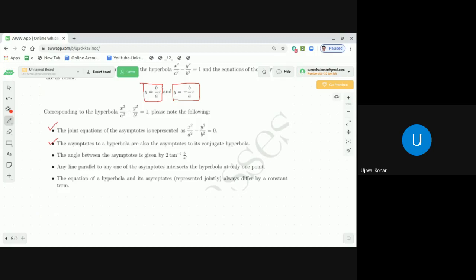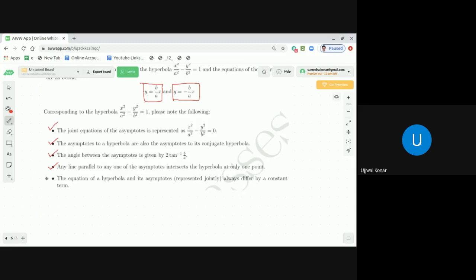Now that conjugate hyperbola is also a hyperbola, so it also has two asymptotes, and those two asymptotes are the same as the asymptotes of the original hyperbola. The angle between the asymptotes is given as 2 tan inverse b by a. That is the angle between the asymptotes. Any line parallel to any of the asymptotes intersects the hyperbola at only one point.